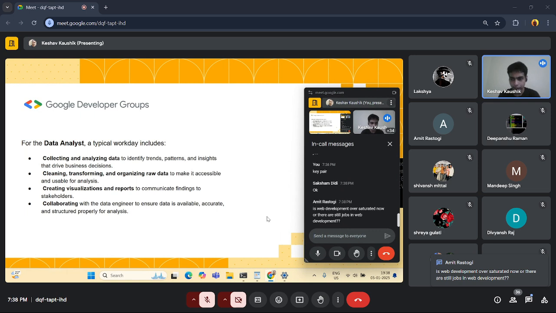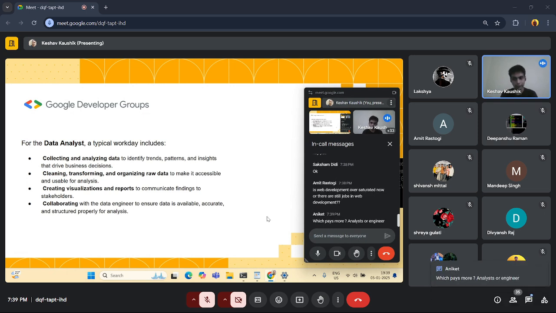Is web development oversaturated now, or are there still jobs in web development? Actually, one of my best friends is working in front end development, and it is not saturated as of now. He actually has a very good package. I will not reveal it, but I can understand the AI hype. Everybody is in fear that these jobs are going to vanish in the next few years. But honestly, it is not the case, especially if you're a full stack developer.